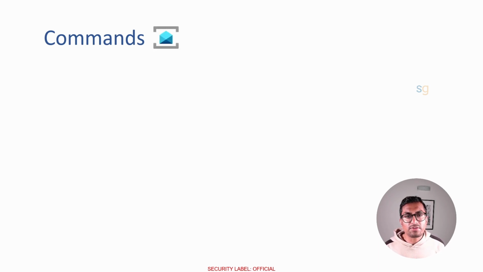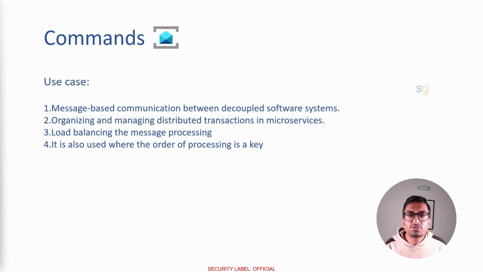You issue a command via a message and place it in either a queue or a topic so the listener will pick it up and process it. Some of the most commonly used use cases are message-based communication between decoupled software components, organizing and managing distributed transactions in microservices, and load balancing the message processing. It is also used where the order of processing is key.